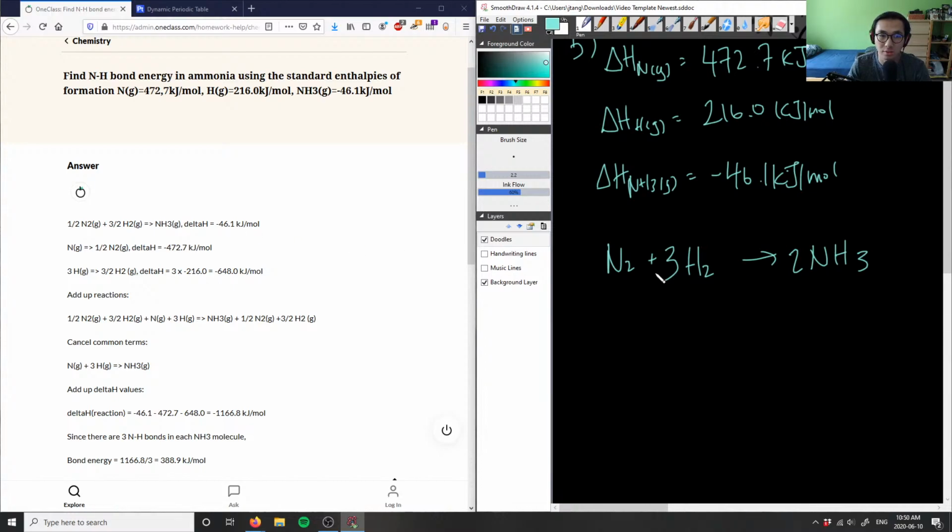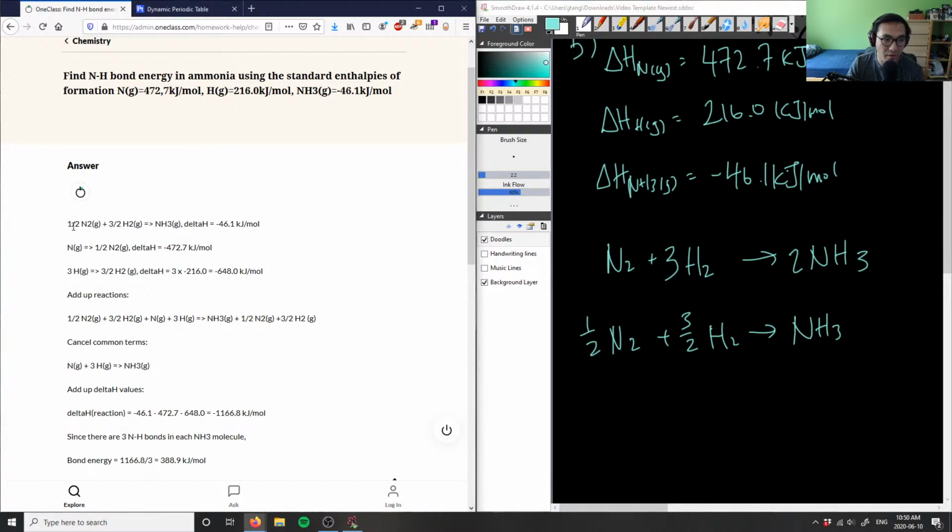What we can do to this equation is divide everything by half, right? Because this is for 2 ammonias, and this standard enthalpy is only for 1. So I can divide all the coefficients here by 2, right? So I'm going to have 1/2 N2 plus 3/2 H2 giving us 1 NH3. And we care about 1 NH3 because this is going to give us negative 46.1 kilojoules.